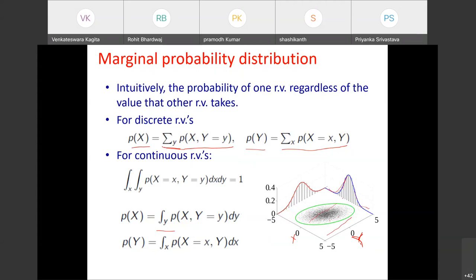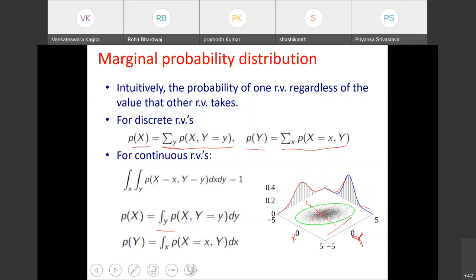Similarly, if you're just interested in probability of y irrespective of the values that x is taking, you can just project them onto the y dimension, where you are not accounting for the value of x. So this is how the values of y are distributed irrespective of the value that x is taking. If you see the whole distribution, maybe you can imagine it like a hill in three-dimensional space, right?